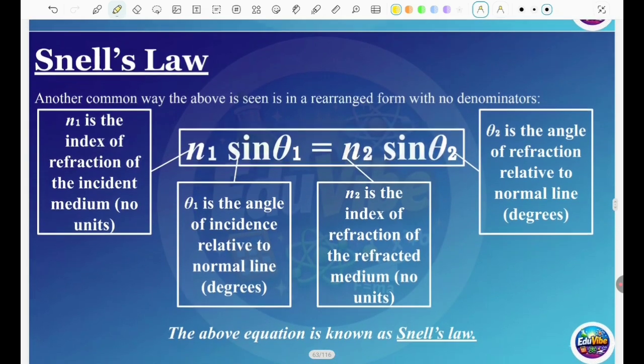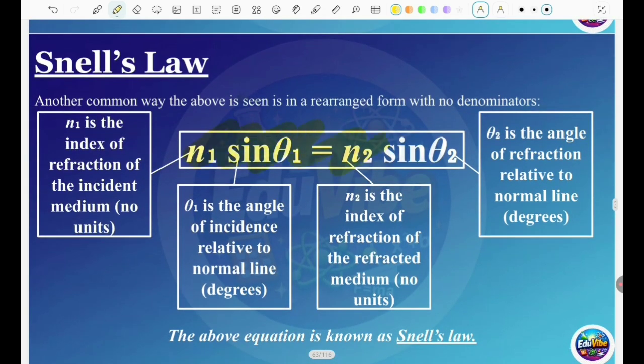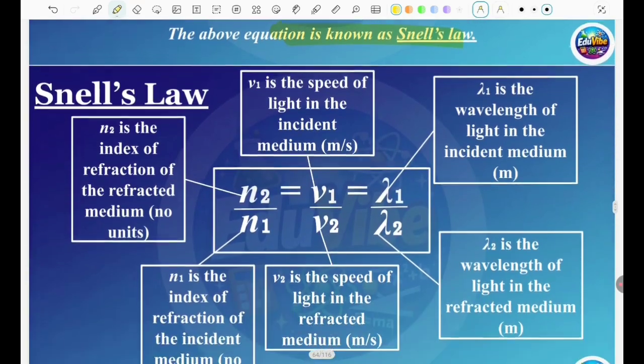In Snell's law, you have to know just one formula: n1 times sine theta 1 is equal to n2 sine theta 2. The n1 is the index of refraction of the incident medium, and the 2 is for the refracted medium. Sine theta 1 is the angle of incidence to the normal line. Sine theta 2 is the angle of refraction to the normal line. Both angles should be in degrees, and the indices of refraction have no units. The above equation is called Snell's law, and you can also write it like this.